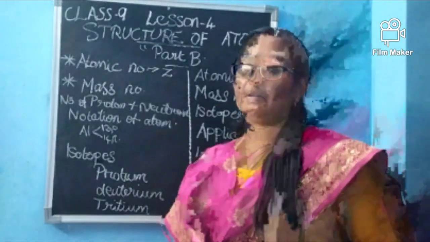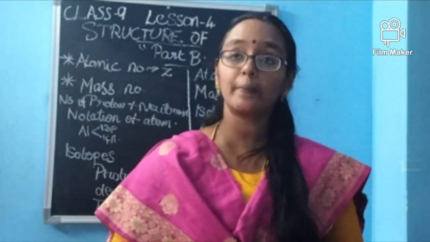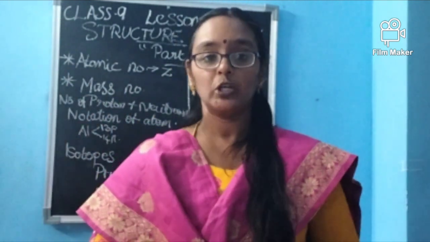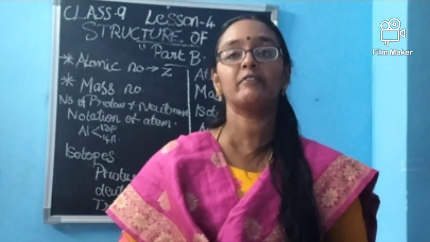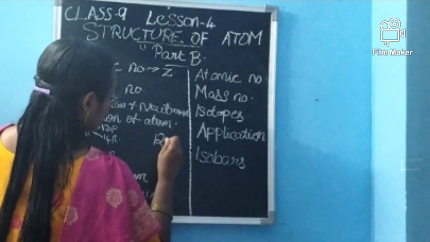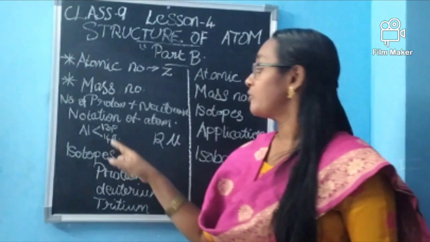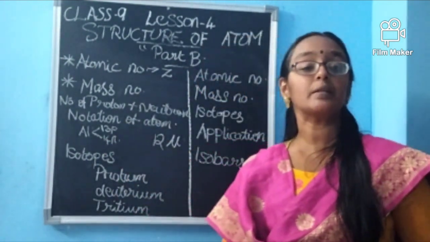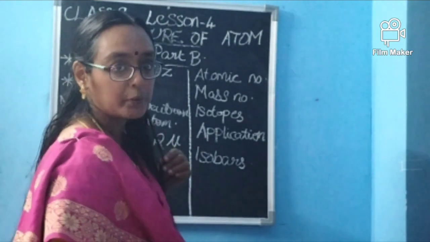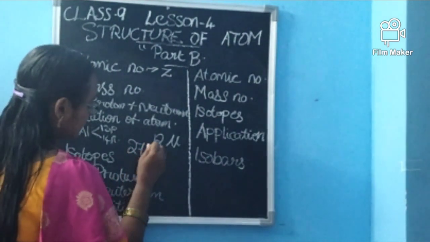For example, carbon. Carbon has 6 protons and 6 neutrons. So what will be the mass number? 6 plus 6, 12. 12 will be the mass number and we represent it as 12 u. In the same manner, say aluminium. 13 protons and 14 neutrons are there. So how will we represent the mass number? 13 plus 14. Are we experts in maths? It's 27. So 27 is the mass number.